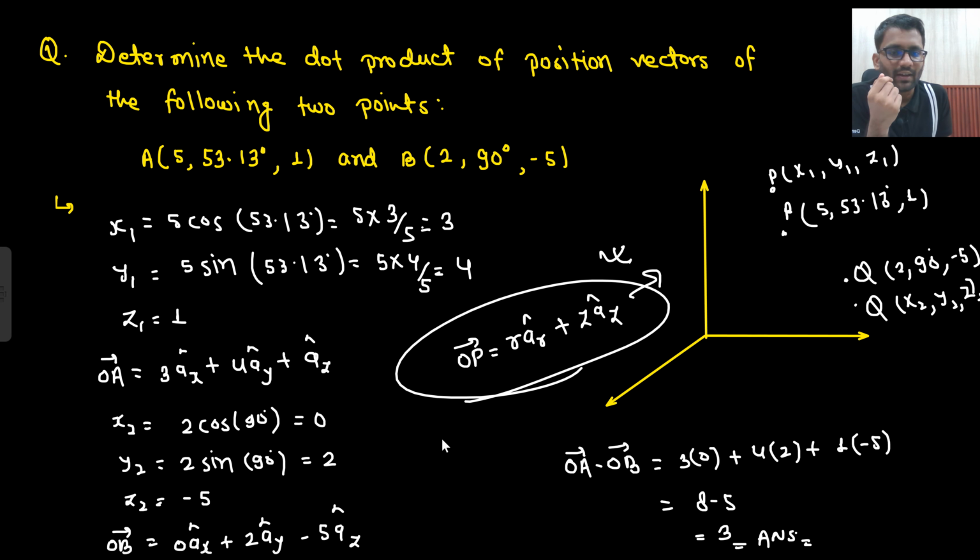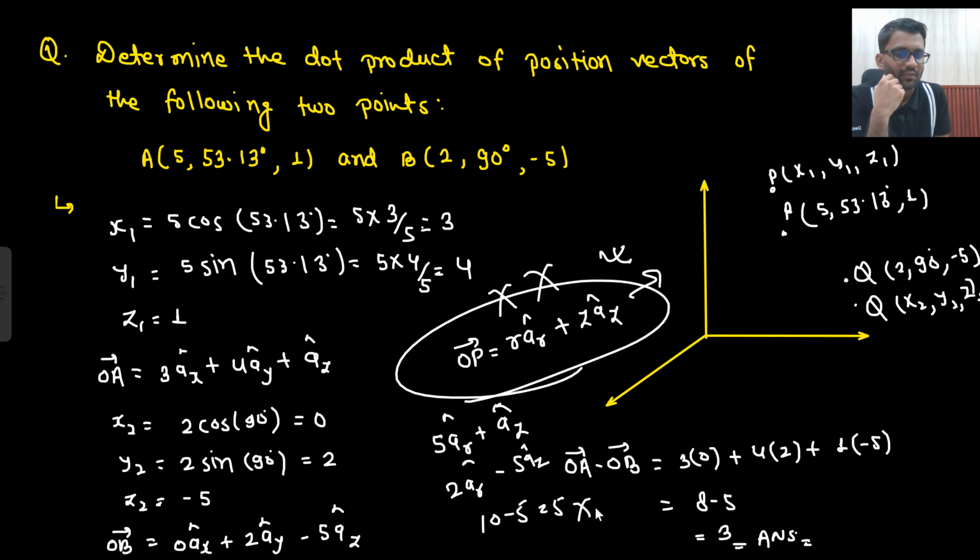Because how will I write down that position vector? 5 AR cap plus 1 AZ cap. This is wrong. This is what I am saying. 5 AR cap plus 1 AZ cap, and here I am going to write 2 AR cap minus 5 AZ cap. What is the answer you will get if you do the dot product? 10 minus 5, which is wrong.